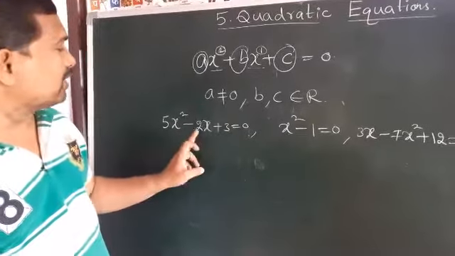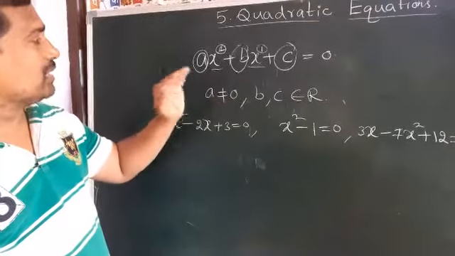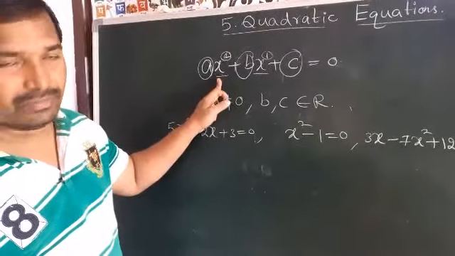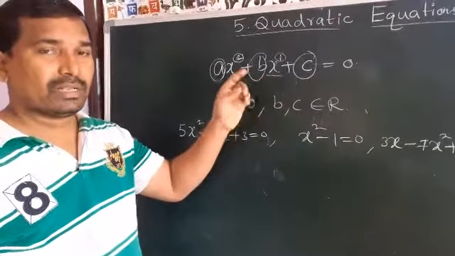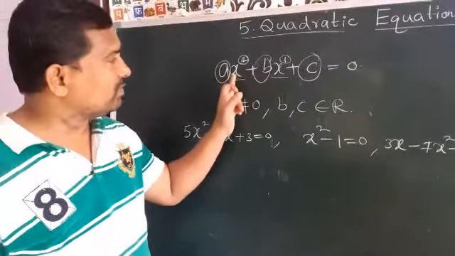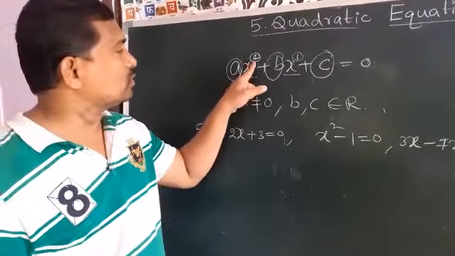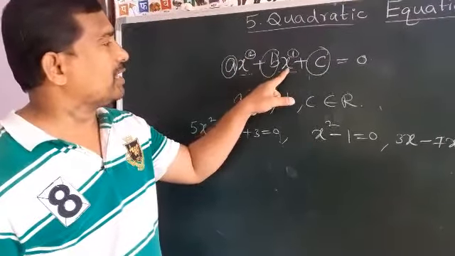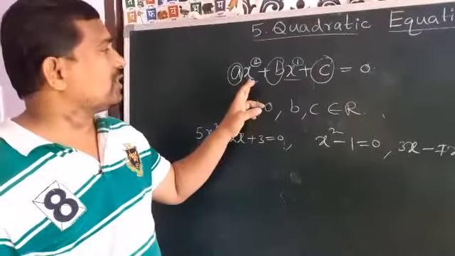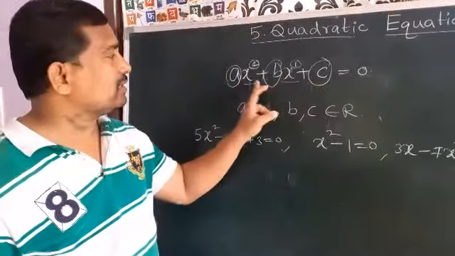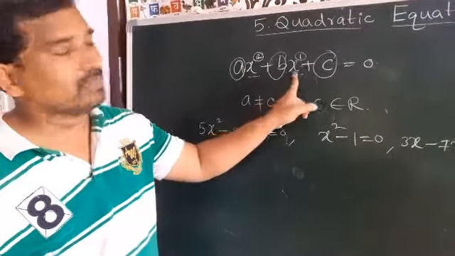First one is 5x square minus 2x plus 3 equals 0. It is in the standard form. What is the standard form? The standard form is first term is x square term, next x term, next constant. The standard form is nothing but the degree of the variable is decreasing. Why? Because first the degree of the polynomial is 2, then the degree of x is 1, then the constant means degree is 0. So when the degree of the variable is decreasing, then that is called standard form. The standard form, first term x square, next x term, next constant.